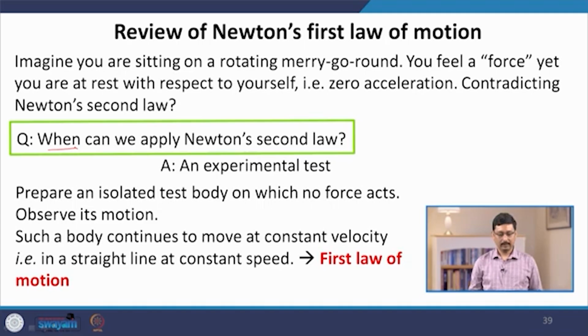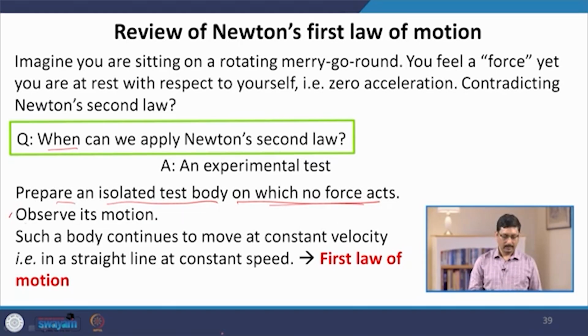The question is, under what condition can we apply Newton's second law? To answer this question you need an experimental test, and this experimental test is Newton's first law of motion. Let me describe the test in steps. In step 1, you prepare an isolated test body on which no force acts. This is the special situation where no force is acting on an object in your system. Then the second part is to observe its motion.